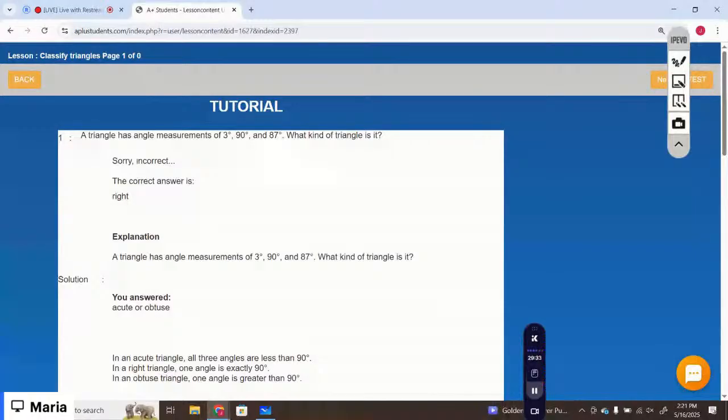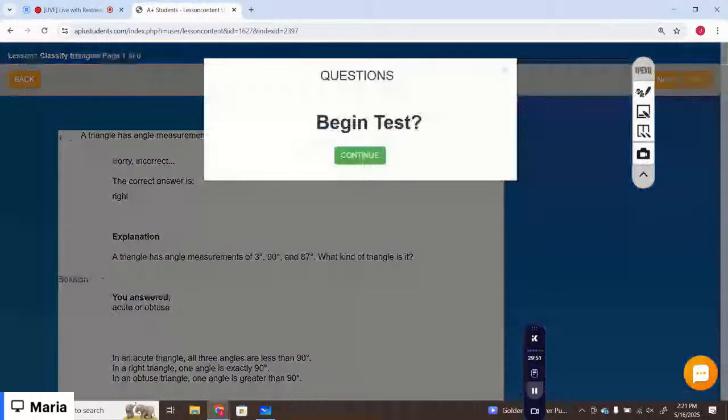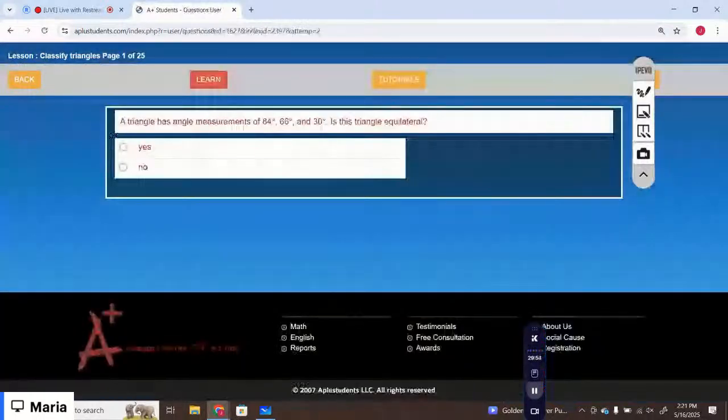One of the angles measures 90 degrees. That means that is our right triangle, right? Because one of the angles exactly measures 90 degrees, so that is the right triangle. Let's just start with the test questions.